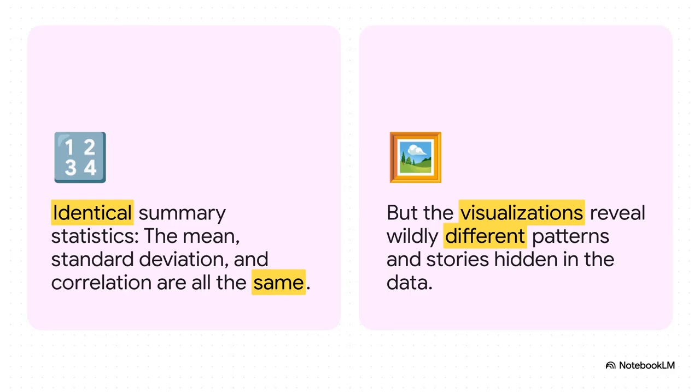So check this out. It's a famous example where you have a bunch of different data sets that, on paper, look exactly the same. They have the same average, the same standard deviation, the same correlation. All the summary numbers are identical. So you'd think the data is the same, right? But the moment you actually visualize them, you see the truth. They tell wildly different stories. One's a dinosaur. This is known as the Datasaurus surprise, and it proves one thing. Numbers alone can lie, but seeing is believing.